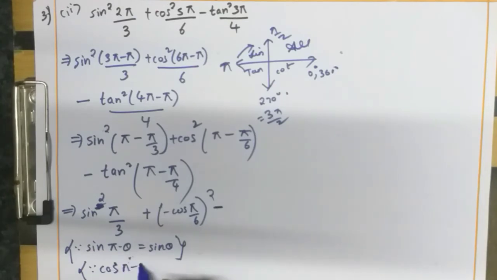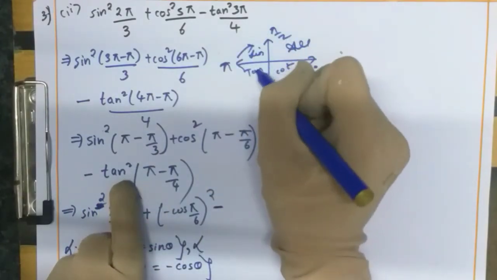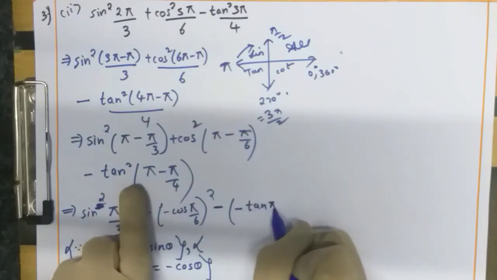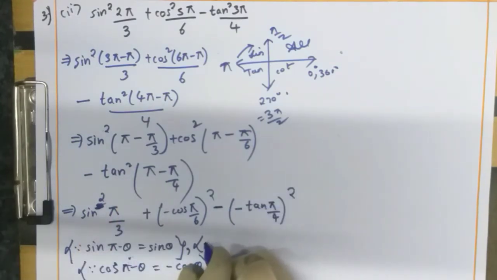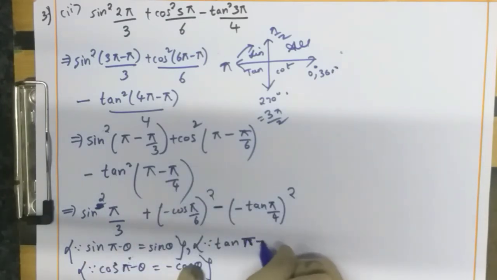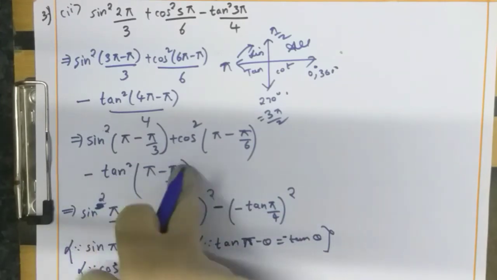Okay, here I have used the formula also. Cos 180 minus theta is minus cos theta. Next I have to also use the tan formula, right? Tan 180 minus theta means it is in the second quadrant, but tan is negative in the second quadrant. So I'll have minus tan pi by 4 whole square. So I have used the formula: tan 180 minus theta is minus tan theta. This minus is there in this step, and here I have tan 180 minus theta is minus tan theta.